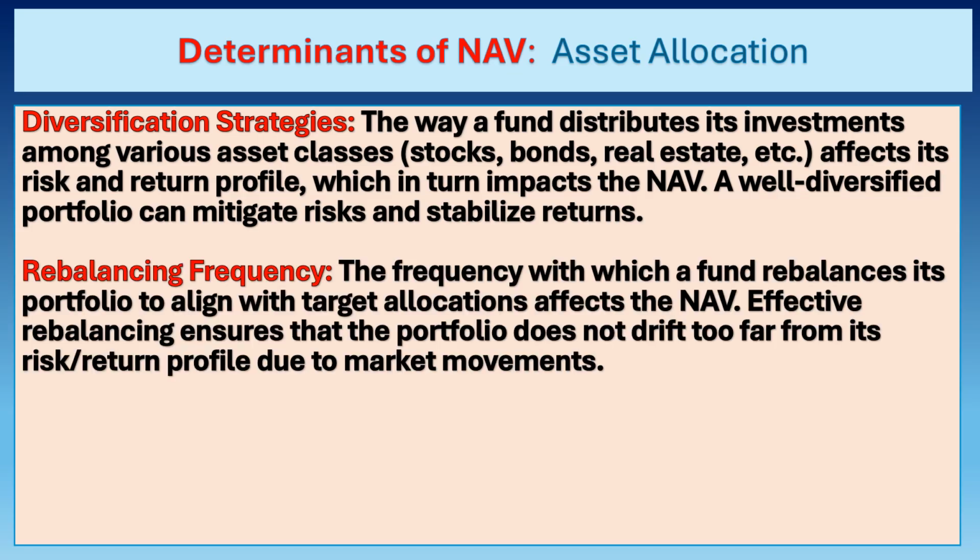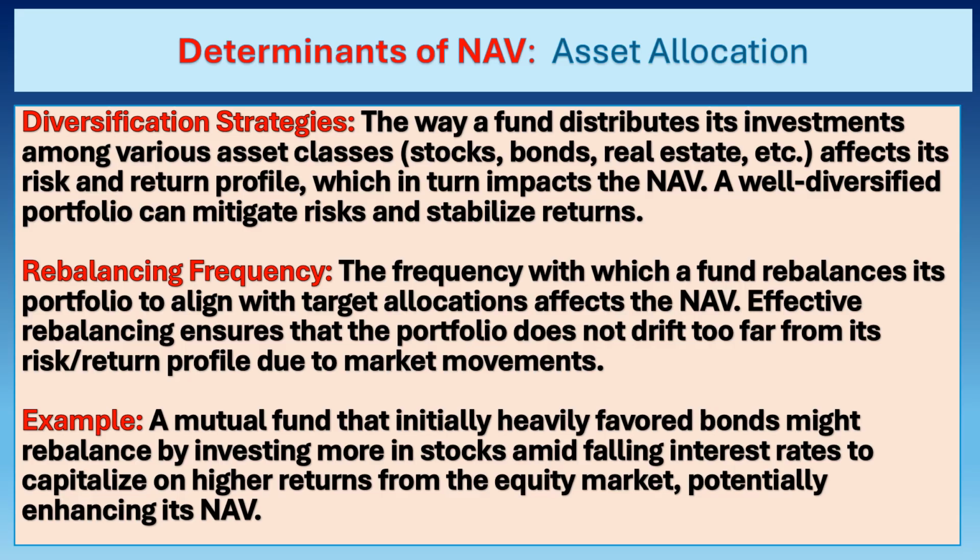Rebalancing frequency. The frequency with which a fund rebalances its portfolio to align with target allocations affects the NAV. Effective rebalancing ensures that the portfolio does not drift too far from its risk-return profile due to market movements. For example, a mutual fund that initially heavily favored bonds might rebalance by investing more in stocks amid falling interest rates to capitalize on higher returns from the equity market, potentially enhancing its NAV.